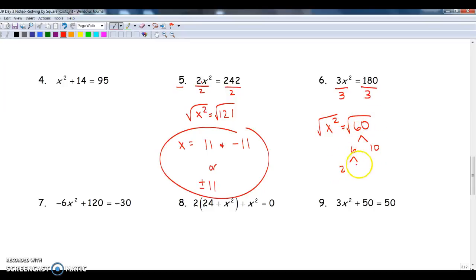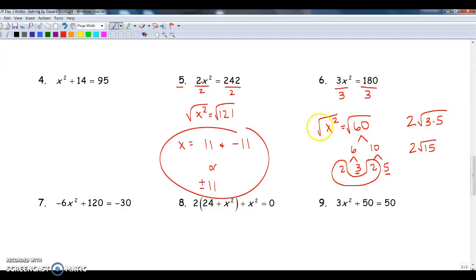6 breaks down to 2 times 3. 10 breaks down to 2 times 5. All right, we have a pair of 2's, and then we have a leftover 3 and a leftover 5. Remember, pairs go on the outside. The leftover 3 and the leftover 5 stay under. So you end up with 2 root 15.